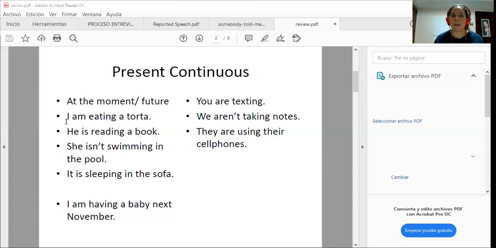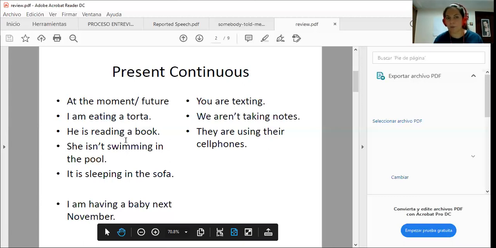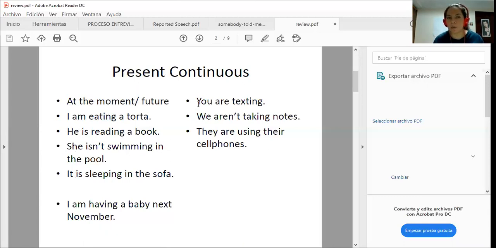For example, with the pronoun I, we use "I am eating." The verb, what ending do we use? ing. With the pronouns he, she, it, we use is and the verb with ing. And with the pronouns you, we, they, we use are, and the verb with ing. If we want to say a sentence in a negative form, we use what? For example, "I am not eating," "he isn't reading," or "we aren't taking notes."